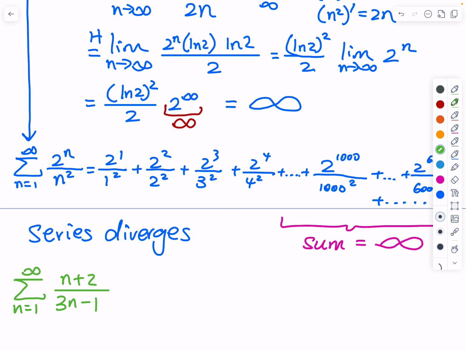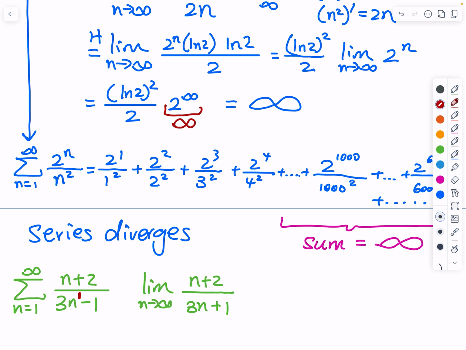For this type of problem, I will look at the highest degree in the denominator. The highest degree is 1. Therefore, I will divide each term by the variable raised to the first power. Actually, I need to do a limit first. Okay, let's do a limit. As n approaches infinity, (n plus 2) divided by (3n plus 1).